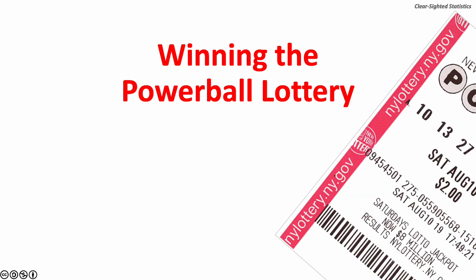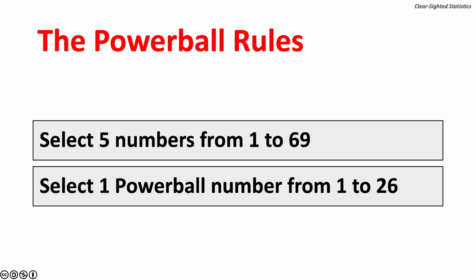Let's look at the likelihood of winning the Powerball lottery. Here are the Powerball rules. Select 5 numbers from 1 to 69. The order of the selection does not matter. Select a Powerball number from 1 to 26.